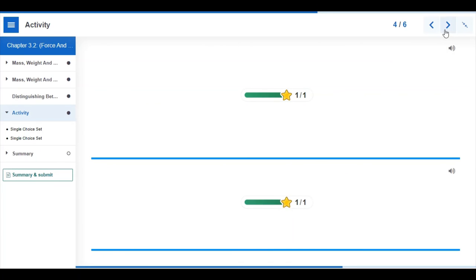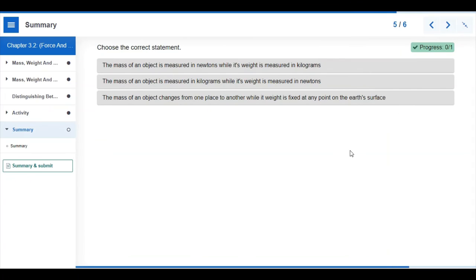Now let's move on to summary for the day. Let's take the statements one, then the other. The mass of an object is measured in newtons, while its weight is measured in kilograms. The statement is incorrect. Why? Mass will always be measured in what? Kilograms? Yes. While weight will always be measured in newtons. Let's see the next statement.